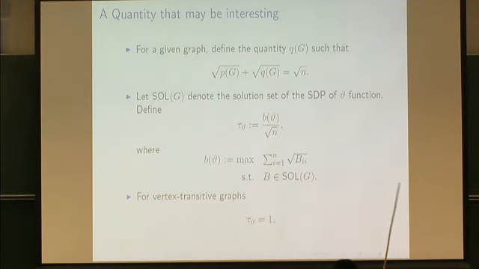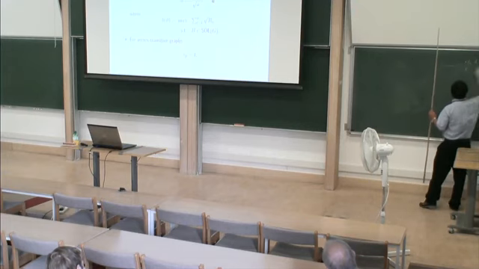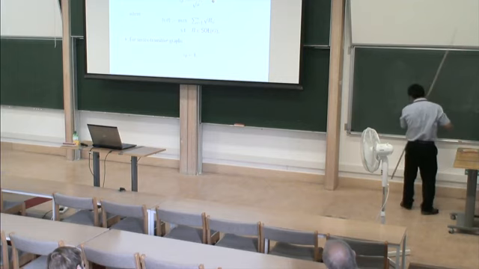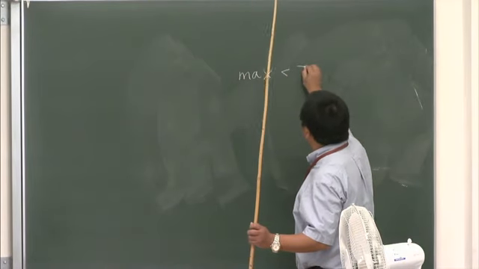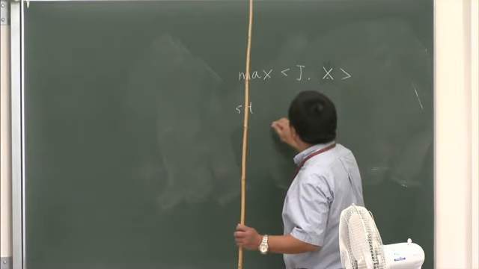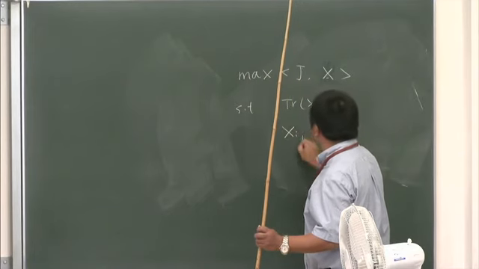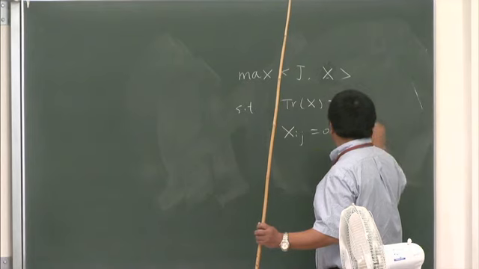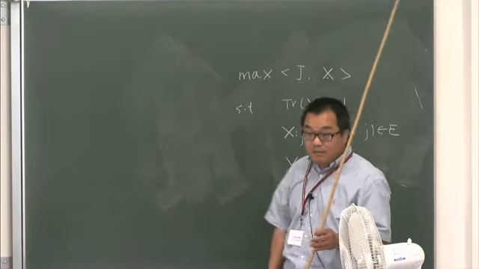And this number is this. The SDP formulation is this. You want to maximize the all-ones matrix multiplied by this, subject to the trace of X equals 1 and X_ij equals 0 if ij belongs to E, and X is positive semi-definite.